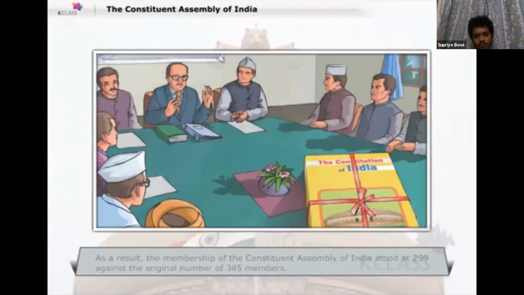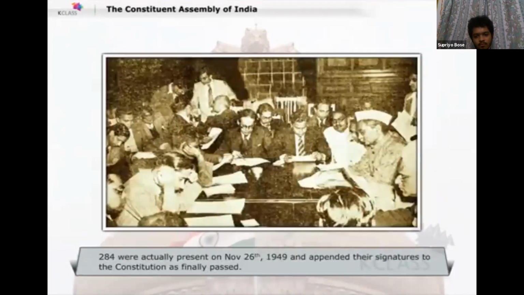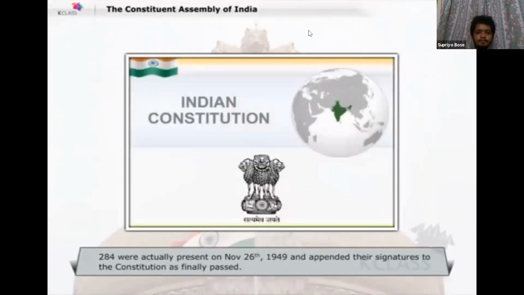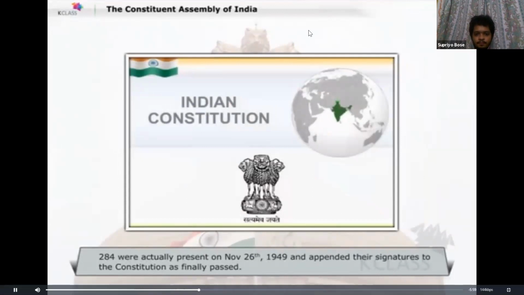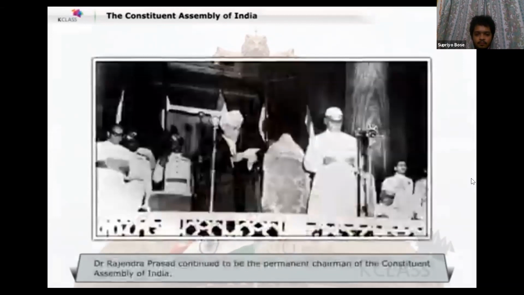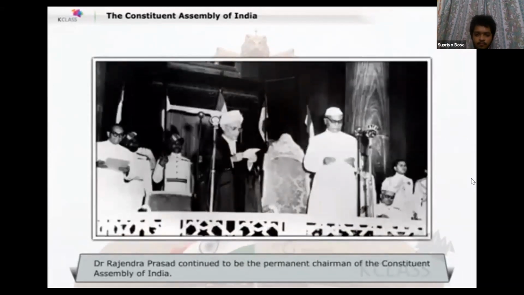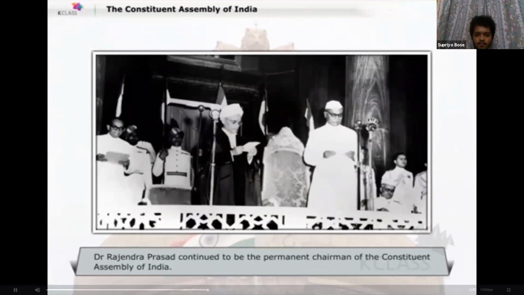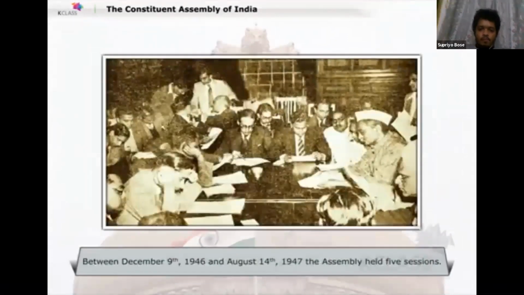members. Of these, 284 were actually present on November 26, 1949 and appended their signatures to the Constitution as finally passed. Dr. Rajendra Prasad continued to be the permanent chairman of the Constituent Assembly of India. Between December 9, 1946 and August 14, 1947, the Assembly held 5 sessions.